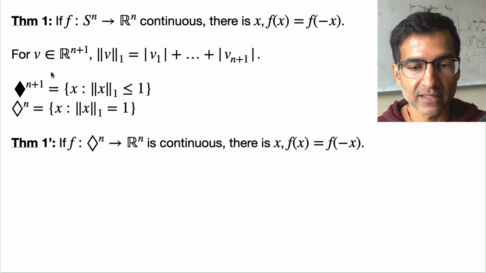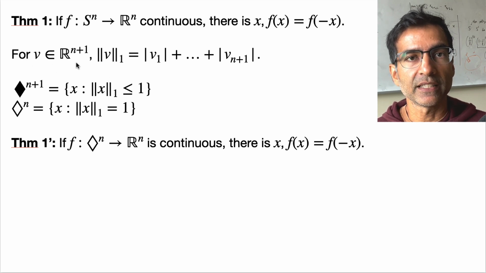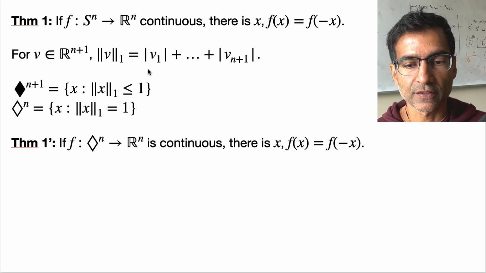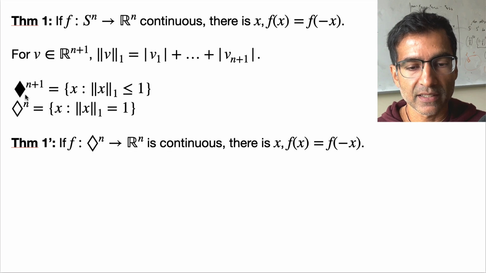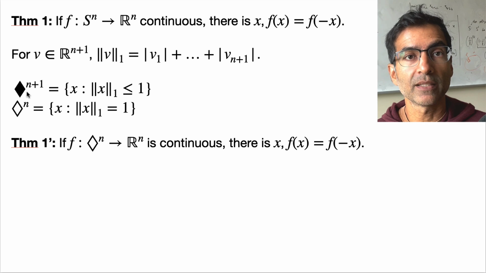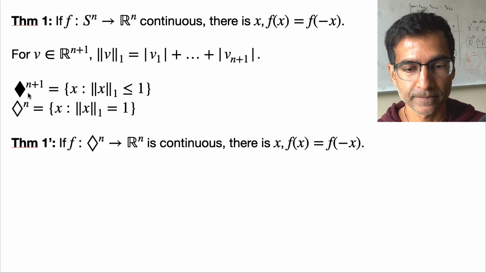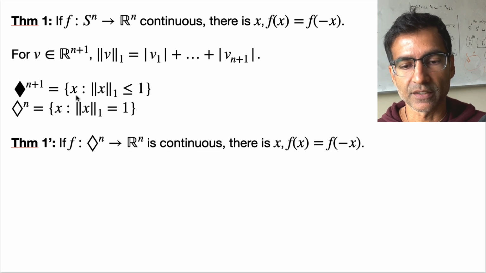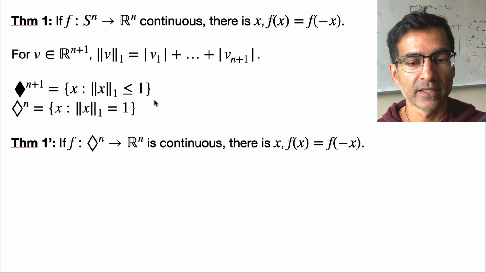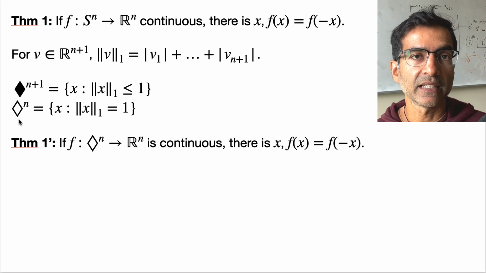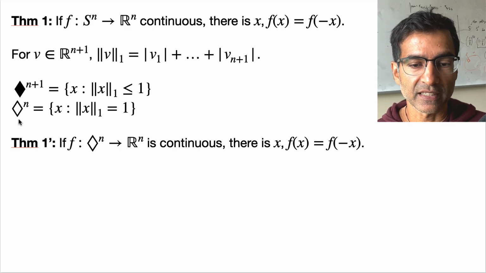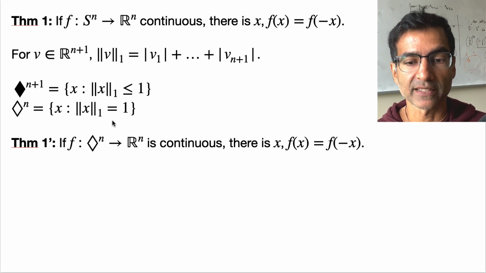So let's, for every vector v in (n+1)-dimensional space, define the L1 norm of the vector like this. This is the sum of the absolute values of the coordinates. And let's use this notation to denote the (n+1)-dimensional L1 ball, which is sometimes called the cross polytope. It's the set of vectors whose L1 norm is at most 1. And its boundary is the L1 sphere. It's the set of vectors whose L1 norm is exactly equal to 1.